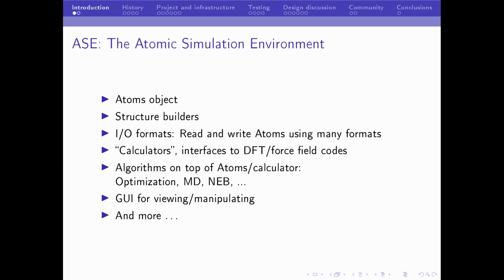So anyway, the atomic simulation environment is a Python package which is designed to set up and control atomistic simulations. And the most well-known feature would be the Atoms object, which represents a structure. The Atoms object would then have chemical symbols and positions and knowledge of a possible unit cell. And it can also have a calculator, which would be a way to evaluate energies and forces and other things.